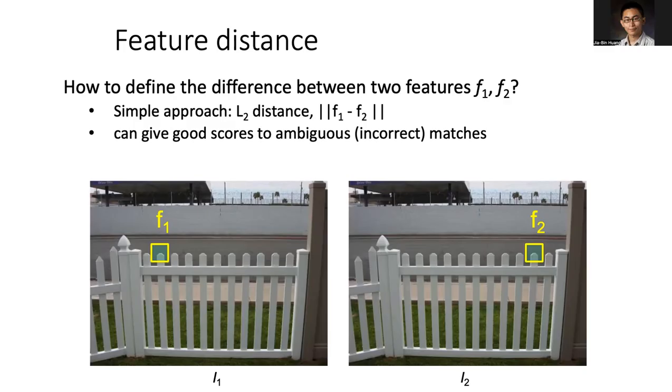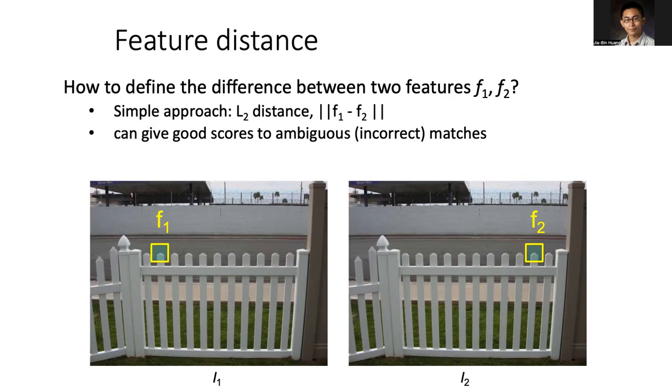You have two images of the same thing. The simplest idea is to take feature one in image one, that's this patch, and go through all the possible patches, all the possible feature points in image two, and find the closest one. That's one idea to find the correspondence.